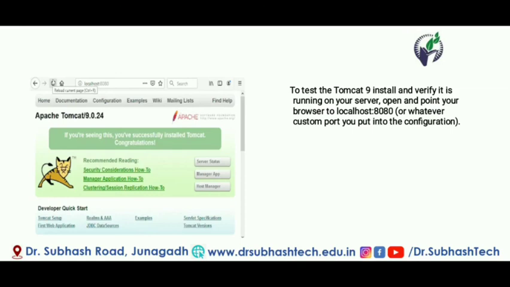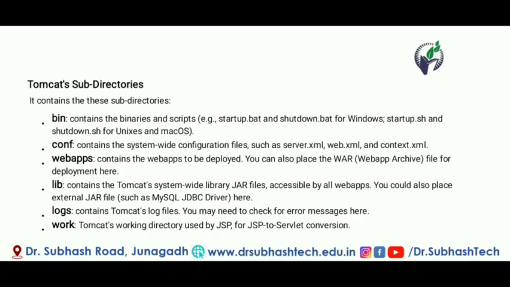Now we see how many directories, folders or subdirectories there are in Tomcat. When you install Tomcat, you see that different types of folders are available in your Tomcat folder. The first one is bin, the second one is conf, third is webapps, then lib, logs and work. Bin contains the binaries and scripts: the startup batch file, shutdown batch file for Windows, and startup and shutdown scripts for Unix and Mac OS all reside in the bin folder.